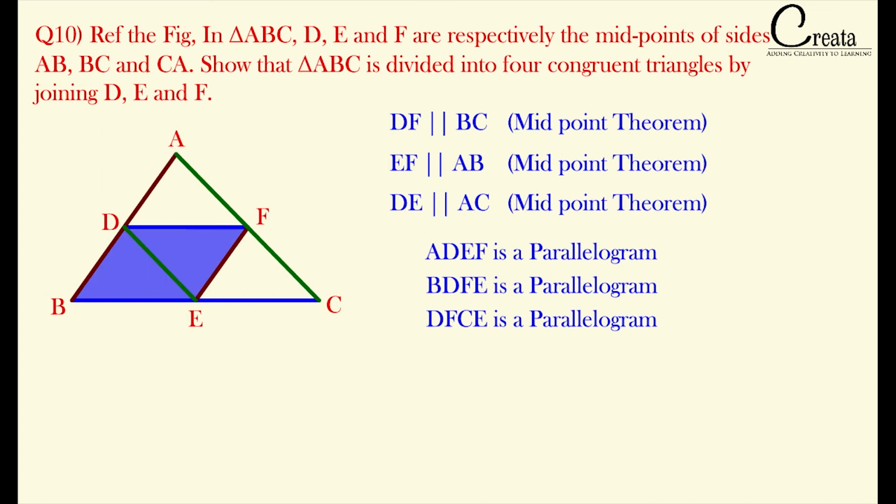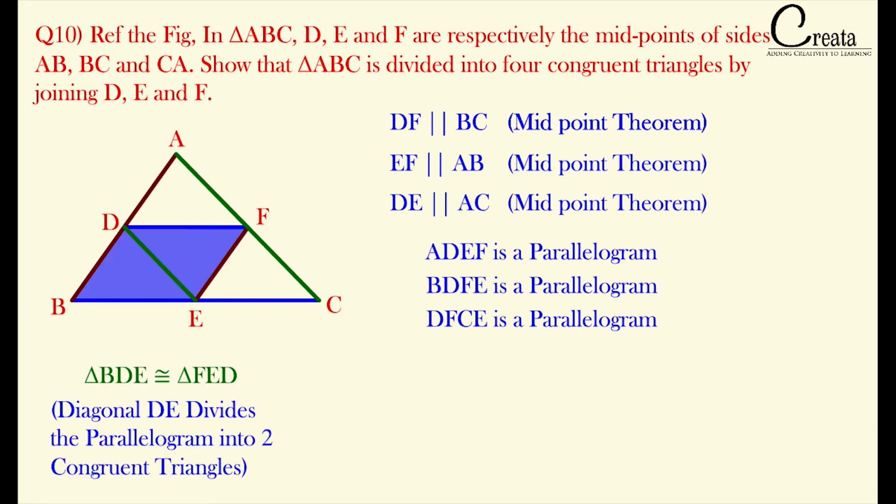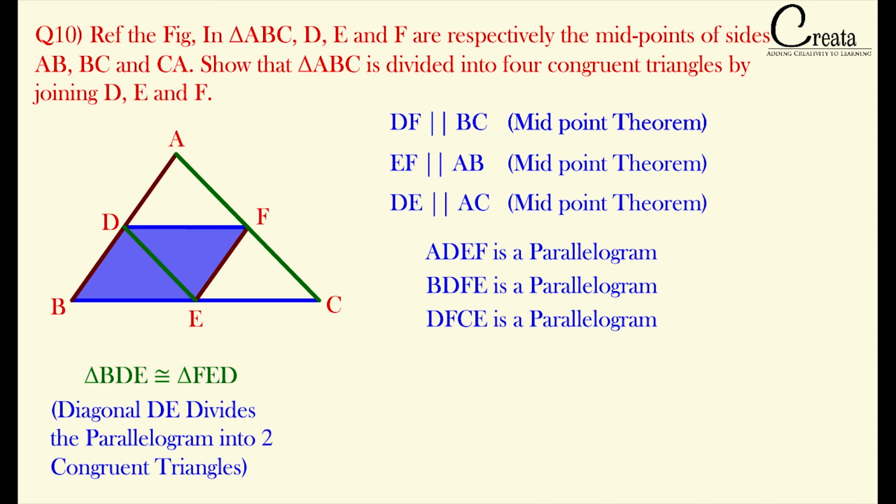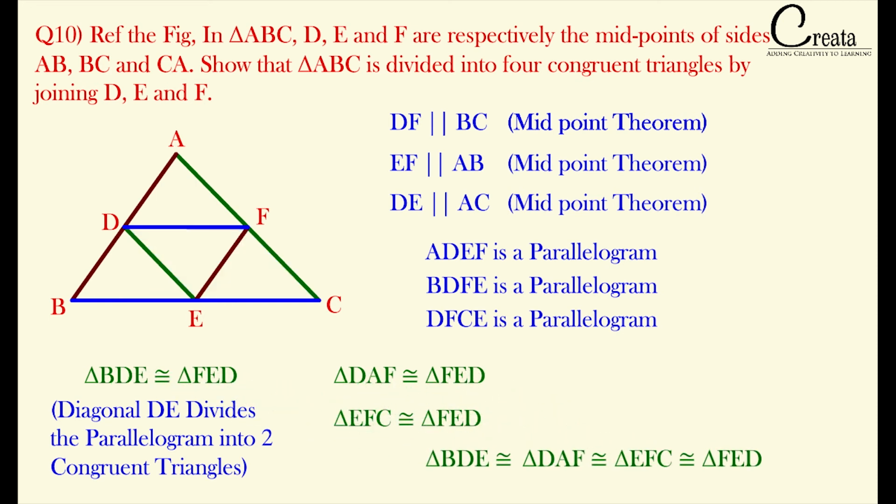Now, are you able to observe DE is a diagonal of the parallelogram BDFE? Therefore, we can say triangle BDE is congruent to triangle FED. The first theorem we have done, that is the diagonal divides the parallelogram into 2 congruent triangles. Here this is a diagonal, so these 2 triangles will be congruent to each other. Similarly, DF is the diagonal for this parallelogram, so we can say triangle DAF is congruent to triangle FED. Both of these triangles are congruent to each other. In similar line, we can say triangle EFC is congruent to triangle FED. Okay, EF is a diagonal here. So all of these triangles are congruent to each other. That is the answer of the question.